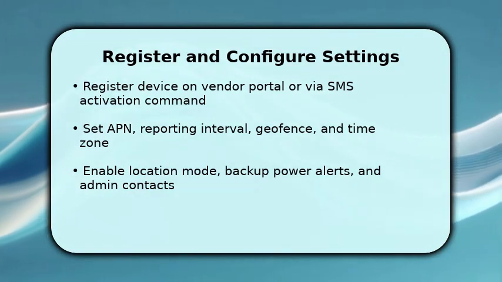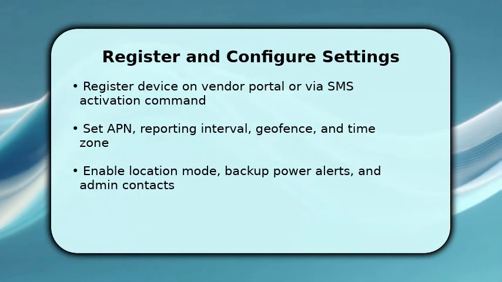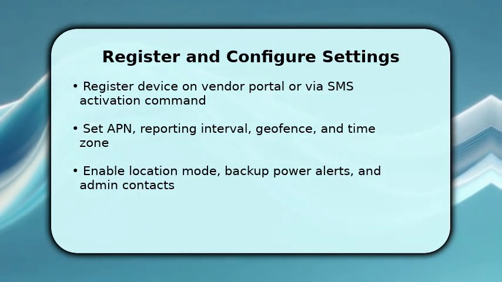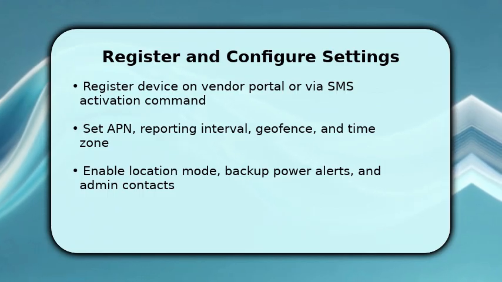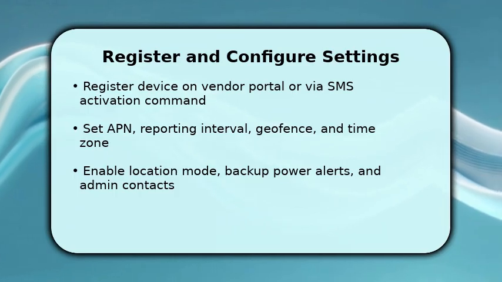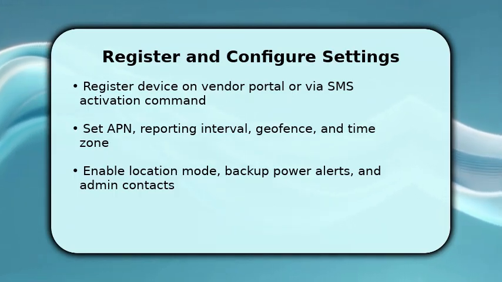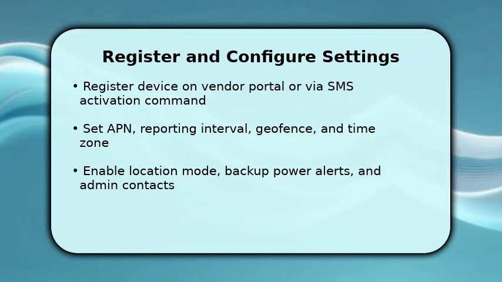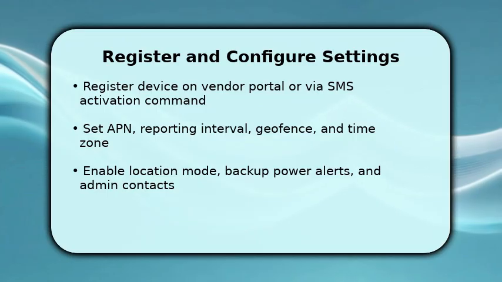You now register and configure. Log into the vendor portal or send the SMS activation command using the IMEI and default password. Enter the carrier APN exactly as given. Incorrect APN prevents data. Then set the reporting interval, shorter for live tracking, longer for battery savings, and configure geofences, time zone, and preferred coordinate format.